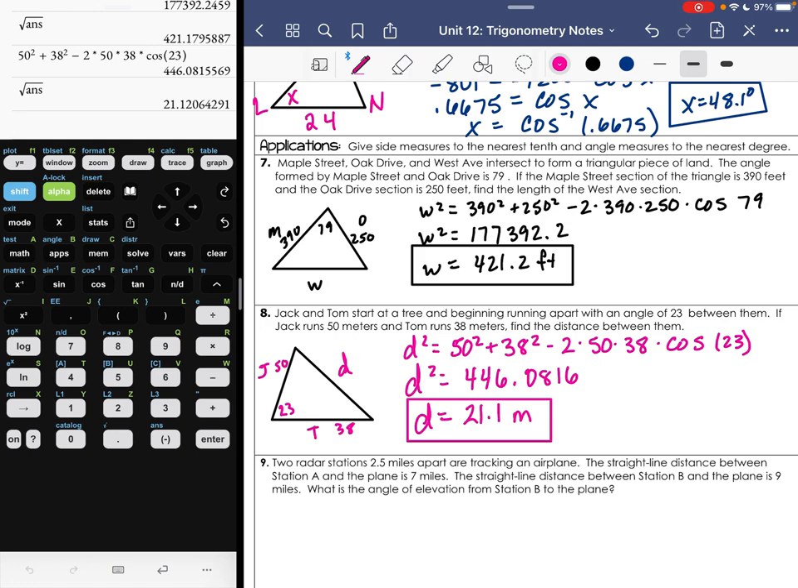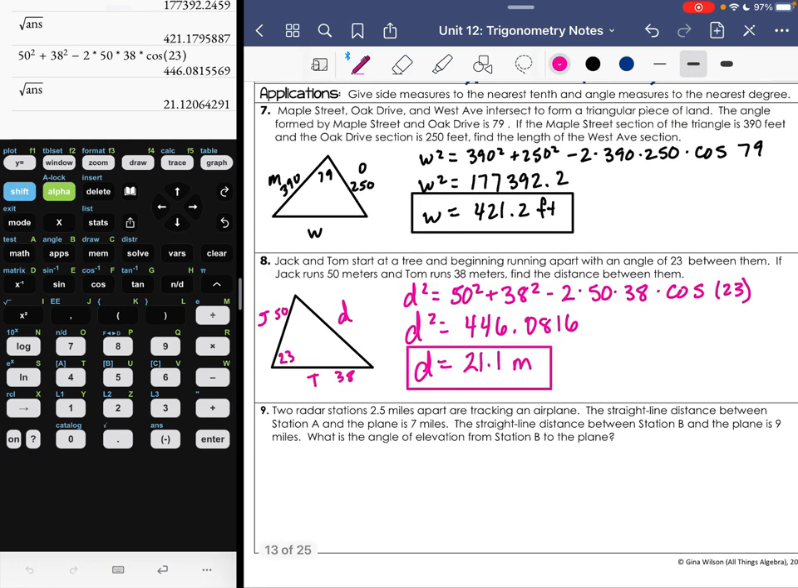Okay, the last one, we're going to have to find an angle measurement. So this one says 2 radar stations are 2.5 miles apart and they're tracking an airplane. The straight line distance between station A and the airplane is 7 miles. The straight line distance between station B and the plane is 9 miles. What is the angle of elevation from station B to the plane? Now this is more of a real life problem where you actually need to find that angle because the distance is easy to measure. The legs are easy to measure, whereas the angles are not. So I like this problem better for a real life situation.